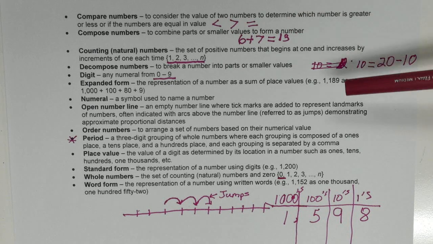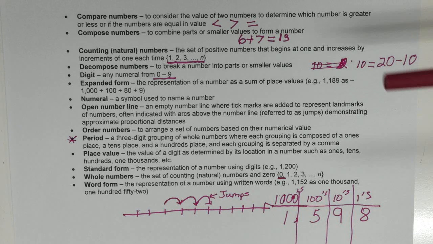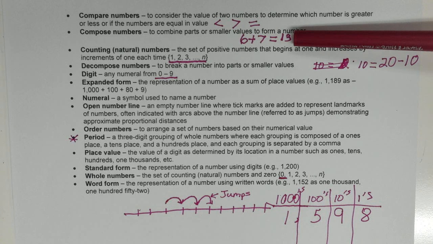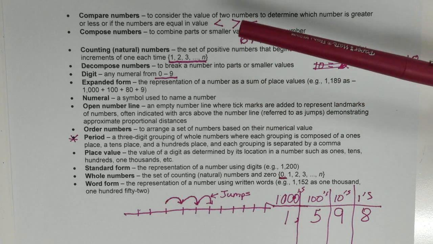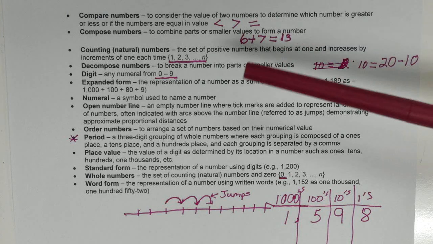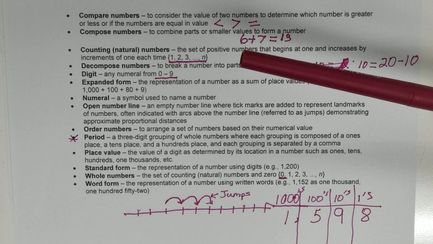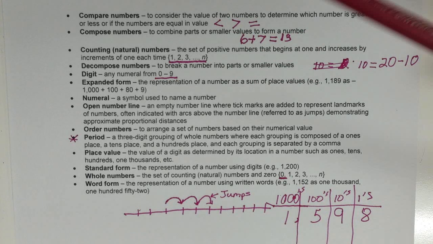Compose numbers: to combine parts or smaller values to form a number. Now, this could be taken a lot of different ways, but to compose a number, we have 6 plus 7 equals 13. Now, 3 is in the ones place, and 1 is in the tens place. So we combined parts to form a number. I wanted to show you adding because we're about to get into that. And I'll give you another example in just a moment.